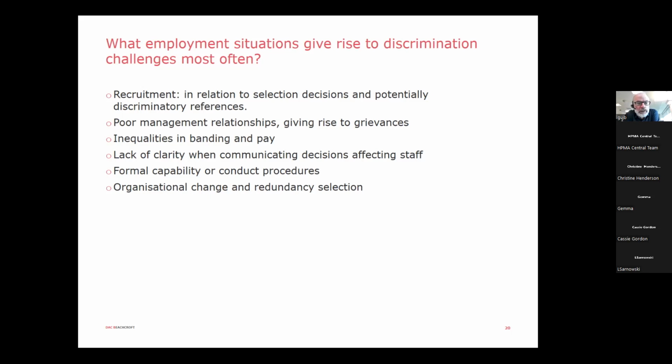And lastly, and not surprisingly again, organizational change and how people are treated in redundancy selection and redeployment in consequence of organizational change. If someone doesn't understand why they've been made redundant or why they haven't been selected for a particular job, sometimes that comes down to the effectiveness of the communication with them, but sometimes they will simply want to understand whether it's got something to do with a protected characteristic, and a claim might arise.